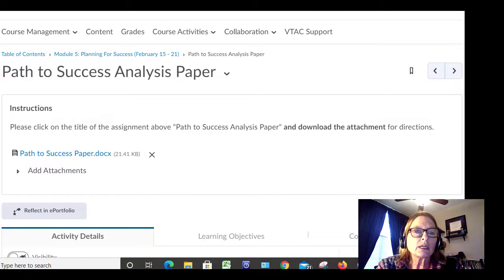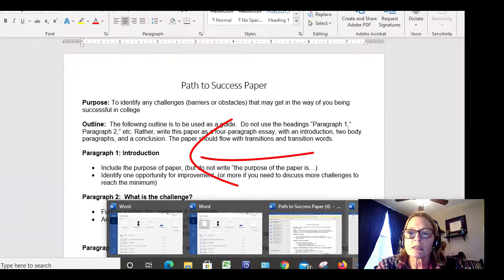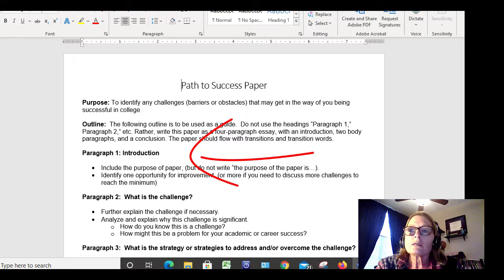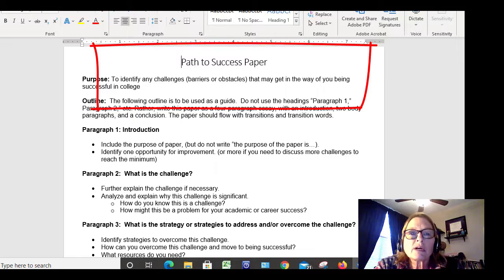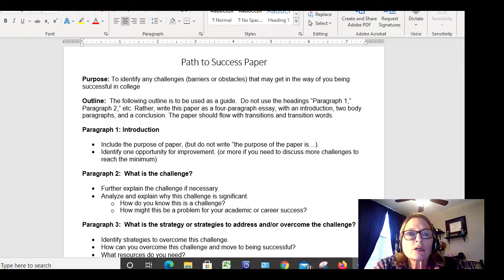Okay, and then once you click the link, you see the link for this document here on Path to Success. And here we see the Path to Success paper instructions. The purpose of this paper is to identify any challenges, in other words, barriers or obstacles that may get in the way of you being successful in college. So you may want to start out with an outline, and I suggest you do that. And in the outline, have a paragraph 1, introduction, paragraph 2, what is the challenge?